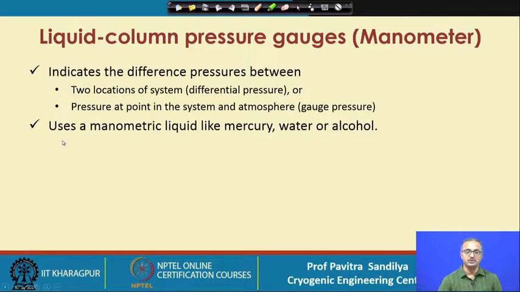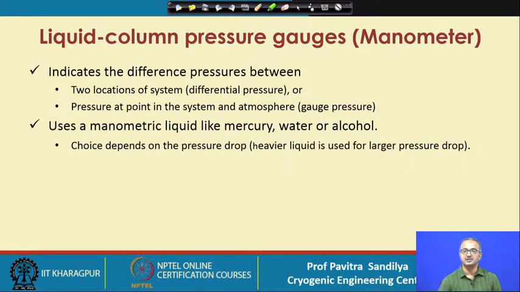Now, as I told you, we use different types of manometric liquids like mercury, water or alcohol depending on the pressure difference expected. So we use generally heavier liquid if the pressure difference is large. If the pressure difference is small, then we use lighter liquid, because in that case we shall be getting more difference in the liquid level if we are using lighter liquid for small pressure difference.